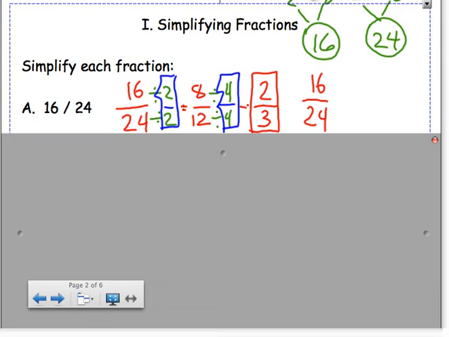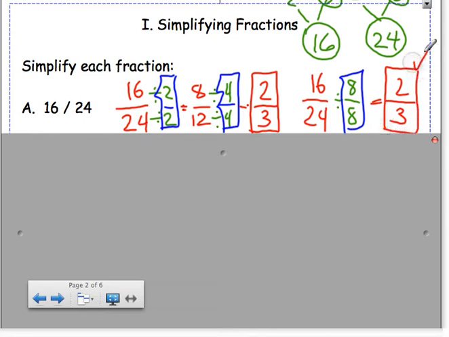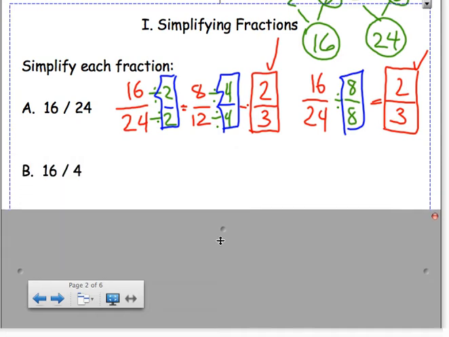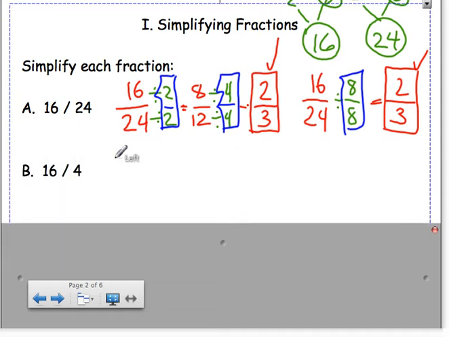I know that I can divide both the numerator and denominator by 8. If I divide the numerator and denominator by 8 over 8, again I'm dividing by a fancy 1, and in one step I should be able to simplify this fraction. 16 divided by 8 is 2, 24 divided by 8 is 3, and I have my answer of 2/3. Either method should work, just giving you some different strategies to simplify a fraction. I'm going to show you one more example before I ask you to try. That example is 16/4. I'll rewrite it right here.